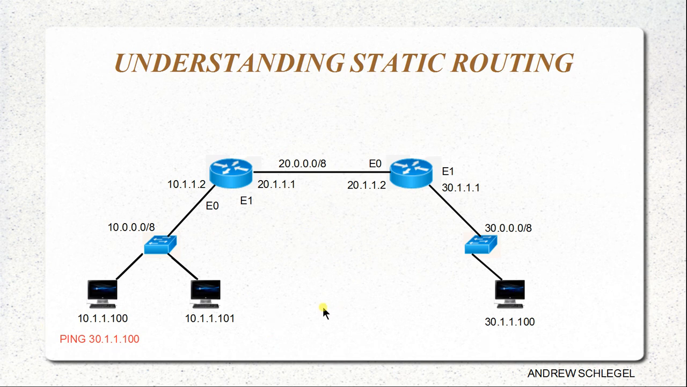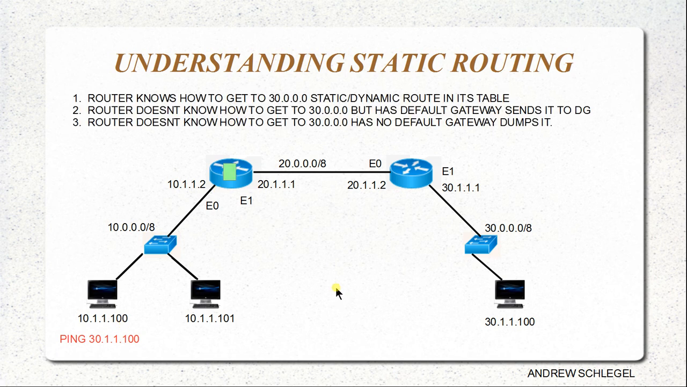So what's the first thing that this computer does? It says, are we on the same network? No. So let's just send it to the default gateway. So it goes here. Now the router has to decide, what am I going to do with this ping? So the router has to either know how to get to the 30 network by a static route or a dynamic route that's in its routing table.